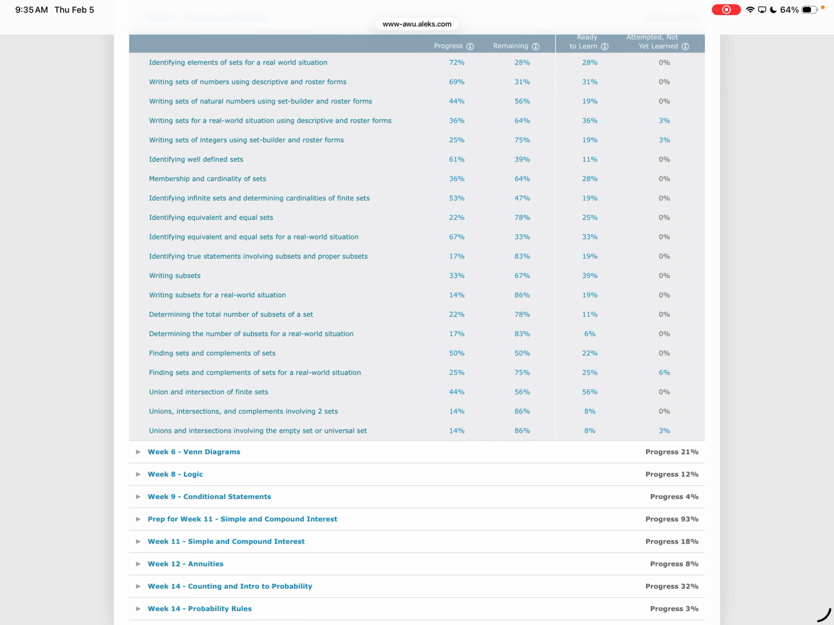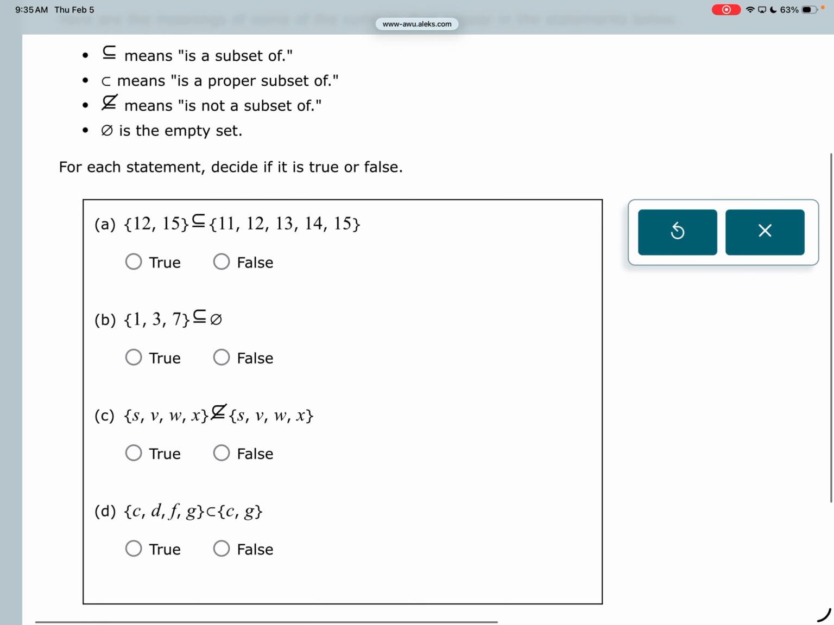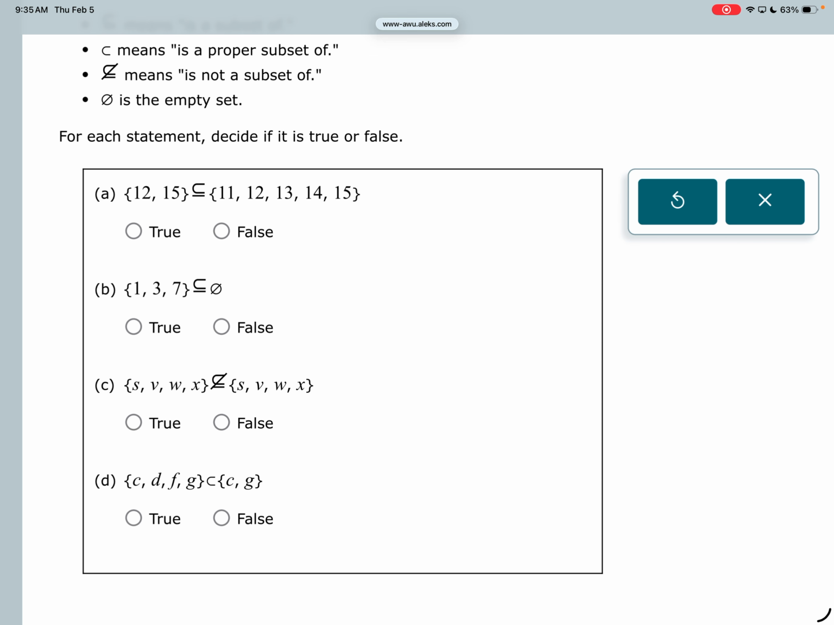We did those. This one is just going through the different symbols and the difference between a subset and a proper subset. So here, 12 and 15 is a subset of 11, 12, 13, 14, 15. That would be true, right? 12 and 15 is part of that set. 1, 3, 7 is a subset of the empty set. That is false, but it would work if you switched it. The empty set is a subset of 1, 3, 7. That would be true, okay?